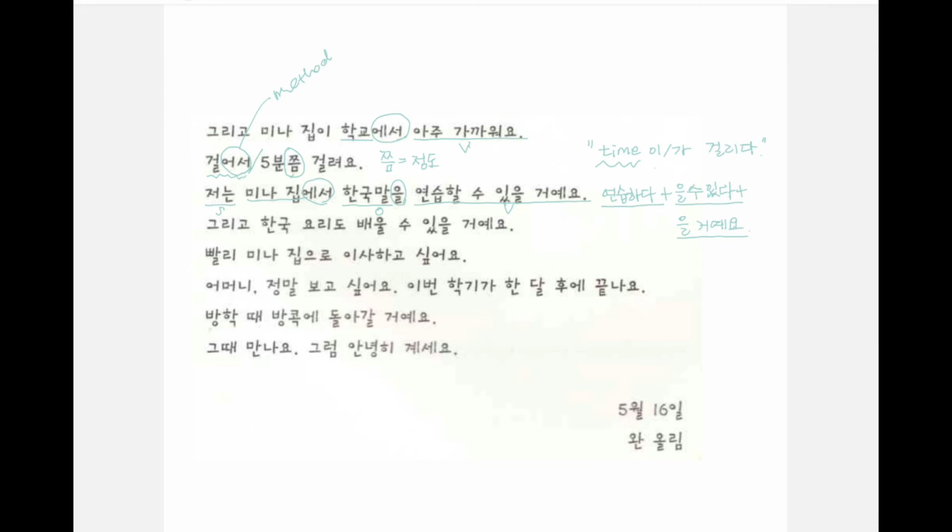그리고 한국 요리도 배울 수 있을 거예요. Again, where's the verb? Because there's no subject here. 자, 배울 수 있을 거예요 is a verb, isn't it? Again, how would you interpret it? I will be able to learn what? Learn what? 한국 요리. This is quite important. We don't know it is object until we interpret it. Why? Because the writer chose 도 instead of the object marker 을 or 를. Okay?